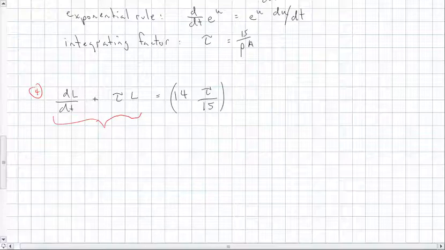We know based on this format that we could approximate using the product rule and the exponential rule the following equation. We could say that e^(tau t) dL/dt plus e^(tau t) tau L would equal e^(tau t) 14 tau over 15.